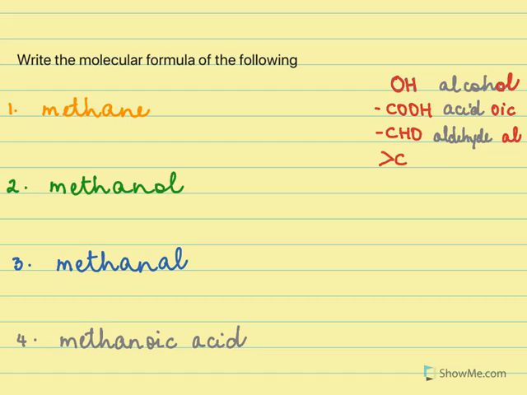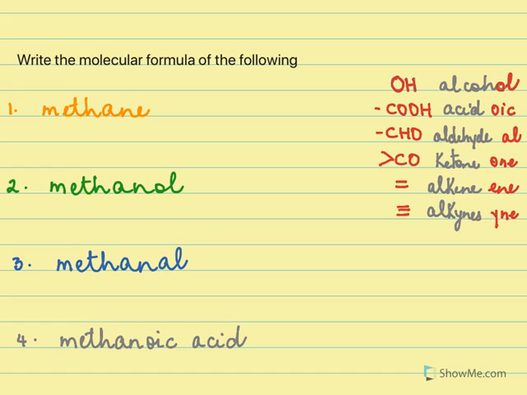If it is CO, it's a ketone, and ketones end with O and E. If there's a double bond, they are alkenes, and alkenes end with E and E. If it's a triple bond, they are alkynes, and alkynes end with Y and E.